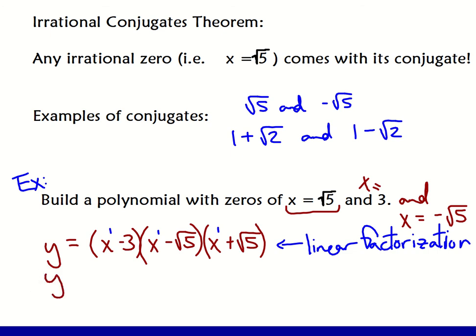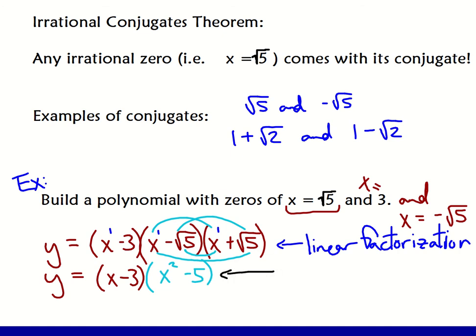I can go ahead and start multiplying this together. If I multiply x minus root 5 and x plus root 5, those are differences of squares in a way, that x times x would be x squared, and the inner term of x times negative root 5 and the outer term of x times positive root 5, those cancel out. And then the last term, that would be negative root 5 times positive root 5, that's negative 5. So I get x squared minus 5 when I multiply those two factors together.